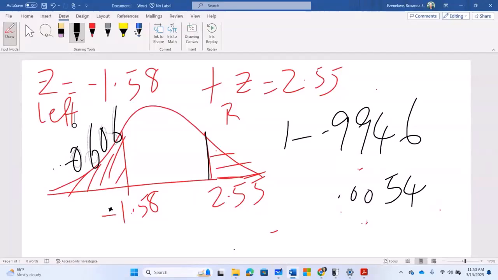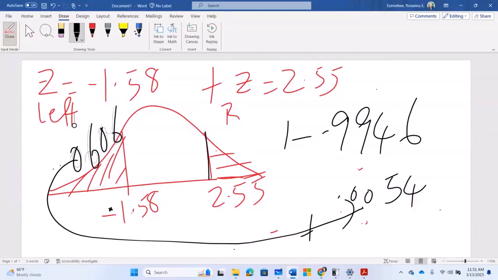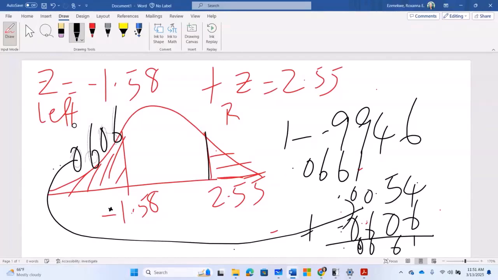And then I'm going to add these two areas, that's what they want me to do. So 0.0054 plus 0.0606, add them up. The total area is going to be 0.0661. So the total area will be 0.0661. That is the area to the right plus the area to the left.